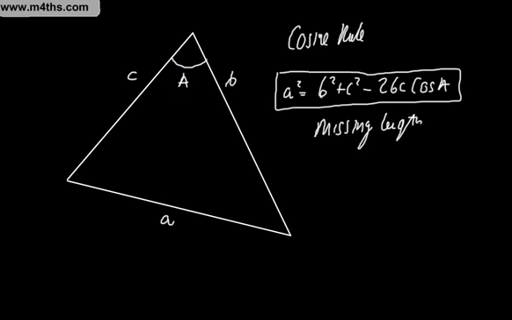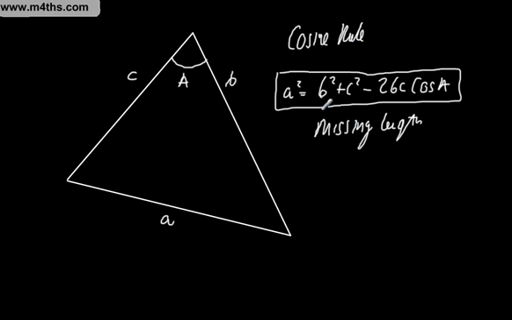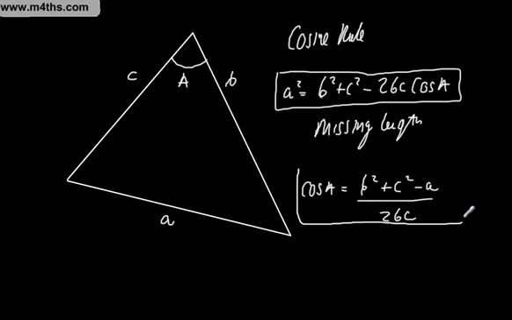Now let's look at finding a missing angle. We find a missing angle in the following way. You can manipulate this formula right here to find that, and I'll show you how to do this. But for a missing angle, what we can say is cos A is equal to B squared plus C squared minus A squared over 2BC. So this right here will give us a missing angle in that non-right angle triangle.